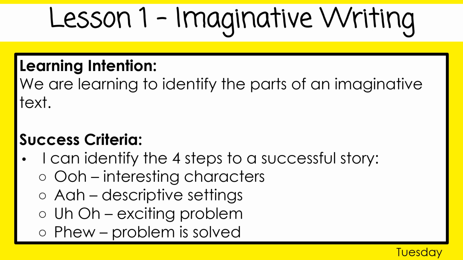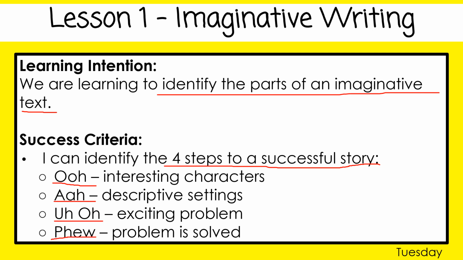That concludes our lesson for today. Let's go through our learning intention and success criteria to make sure we have learnt about everything we needed to do. So, our learning intention said we are learning to identify the parts of an imaginative text. We did. We talked about the 4 steps to a successful story. A success criteria says I can identify the 4 steps to a successful story, which are ooh, ah, uh-oh, and phew. And because we've done that now in this lesson, we can actually say what they are.